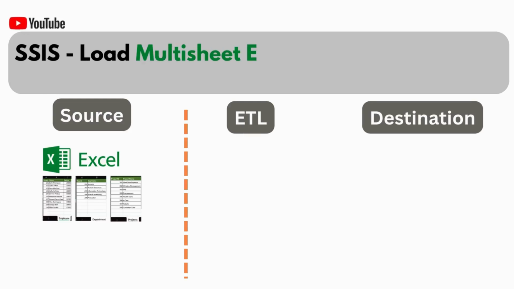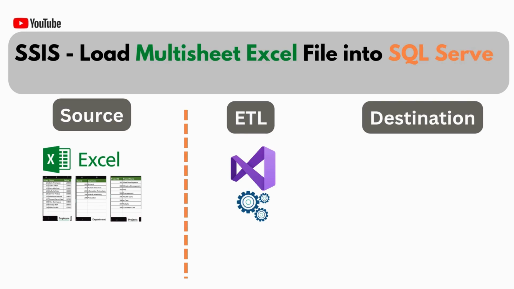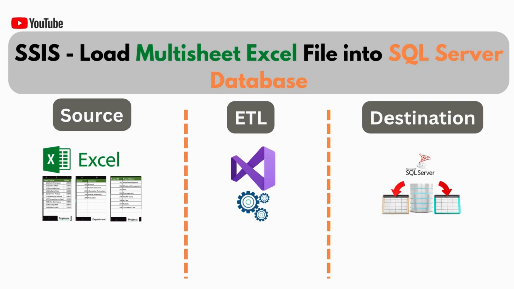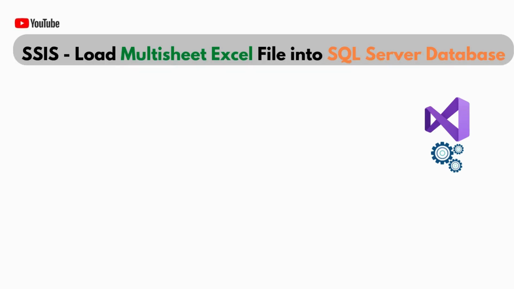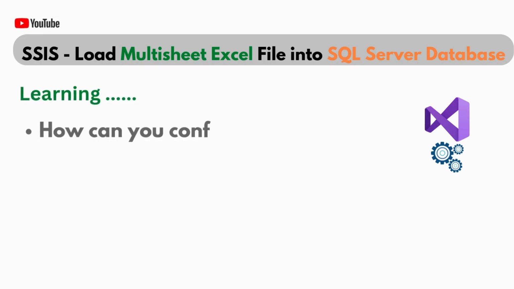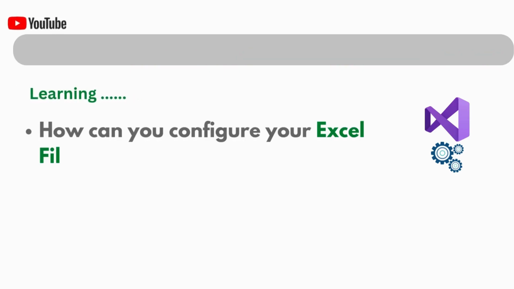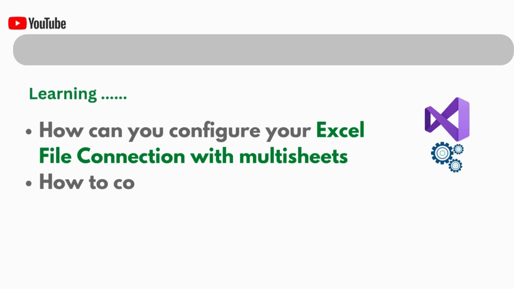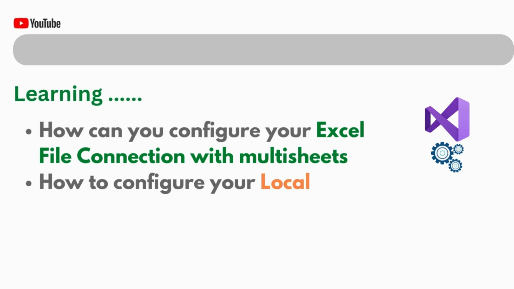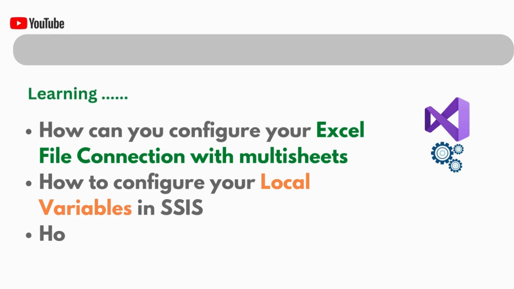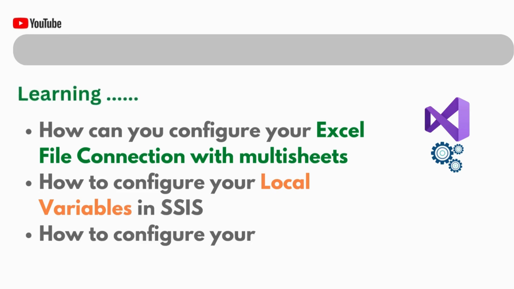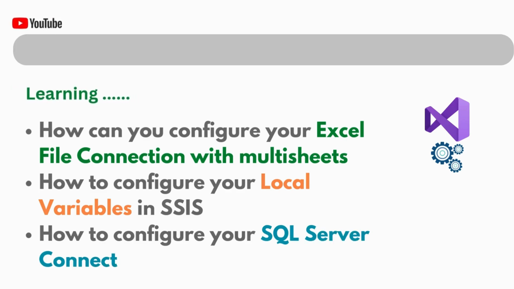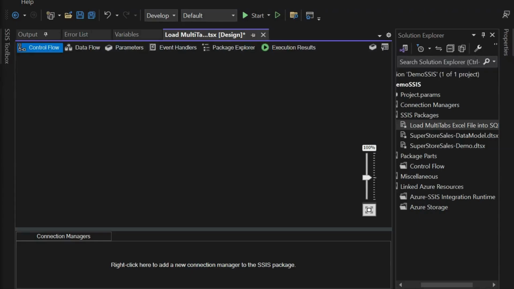In this tutorial, you are going to learn how you can load an Excel file with multiple sheets with different schema. Please stay tuned for this video. So here you are going to learn how you can configure your connection for Excel file, then how you can configure your local variables in SSIS, and then how you can configure your SQL connection with your database.